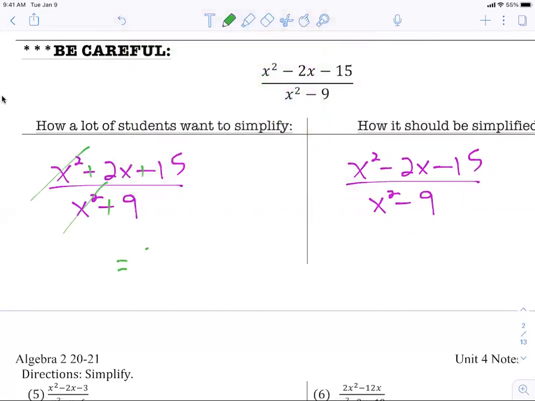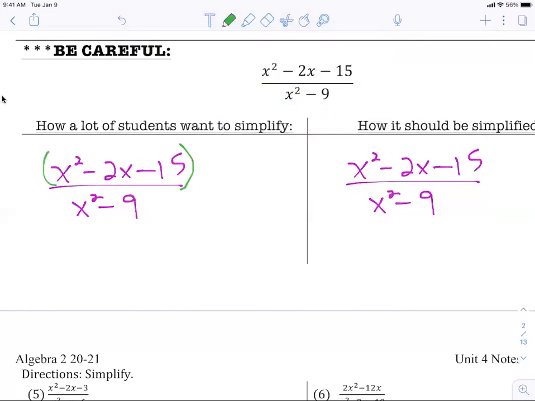And a lot of kids want to tell me their final answer is 2x plus 15 all over 9, which is absolutely not how this is supposed to be done. That x squared is not just an x squared. Because we have that addition and subtraction sign in there, those group things together. On the top, it's an x squared minus 2x minus 15. All of those right now are technically together.